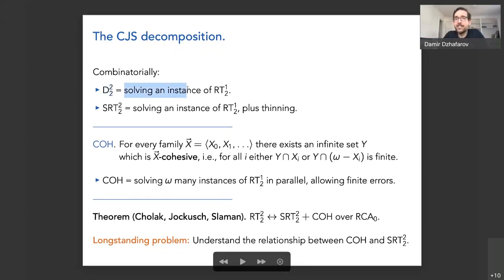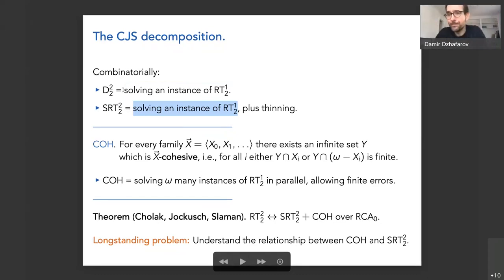So D22 is solving an instance of RT12 combinatorially, but not computability theoretically, because that coloring of singletons is more complicated than the coloring of pairs. To figure out the eventual color is not computable, right? You're looking at zero, and you know that eventually it colors the same with every number. But right now you're saying red, green, blue, green, red, blue. There's no computable way to figure out what that eventual color is, right? You need some computational strength to figure it out. But don't worry about that, just combinatorially, it is just like solving an instance of RT12. SRT22, therefore, is solving an instance of RT12 plus some kind of thinning argument to get something which is homogeneous for the coloring of pairs. Okay, so that's what this is.